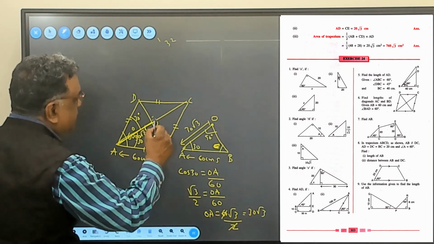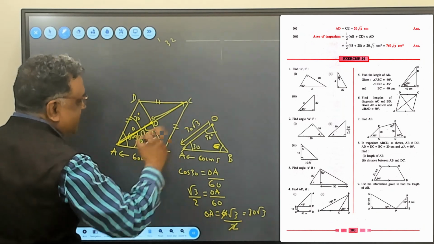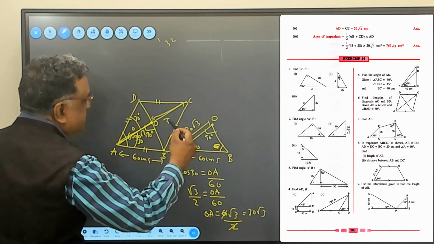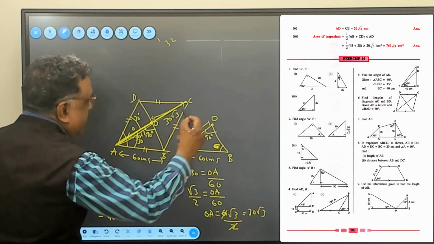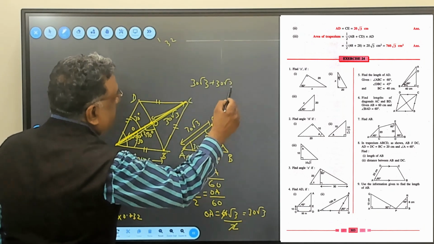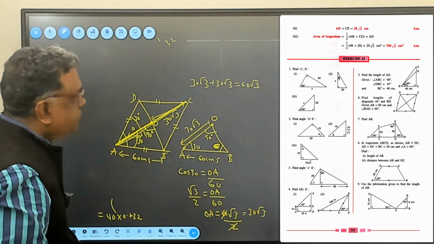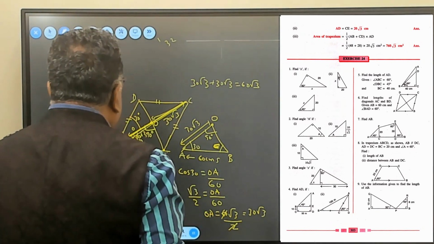So similarly, because they bisect each other, the diagonals bisect each other. So this is 30 root 3, which means this is also 30 root 3, which means the length of total this diagonal is going to be 30 root 3 plus 30 root 3, which is 60 root 3. Okay. So find the lengths of the diagonals AC and this.